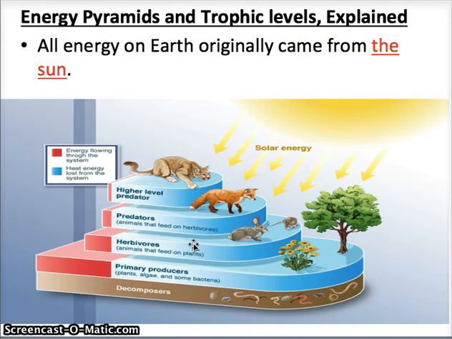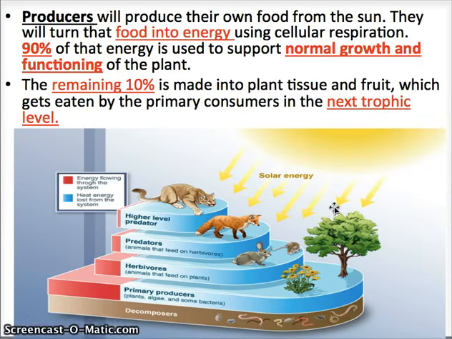All energy on the earth originally came from the sun. Okay, so here's the sun. It's shining energy going towards the plants. And the plants are the only ones who are able to take the sun's energy and create food. Animals can't do that. Animals have to eat other animals or plants for energy. Okay, but plants have the amazing ability to photosynthesize.